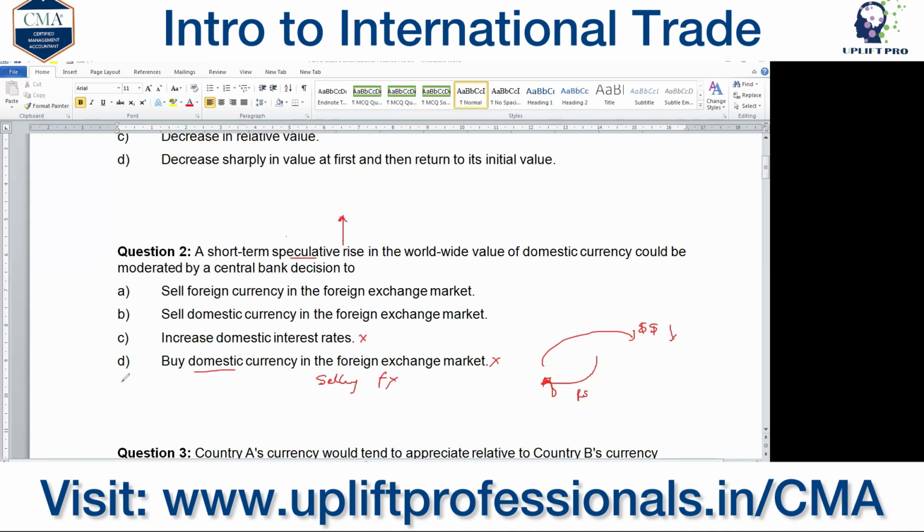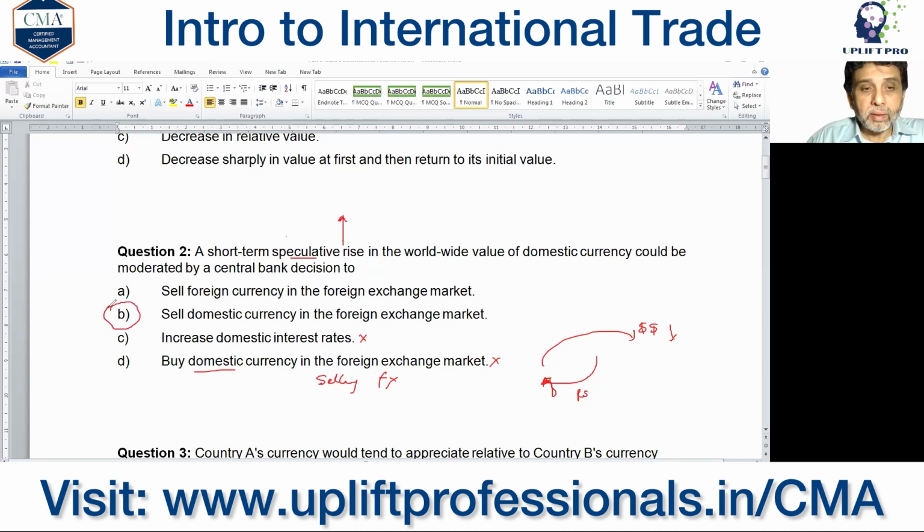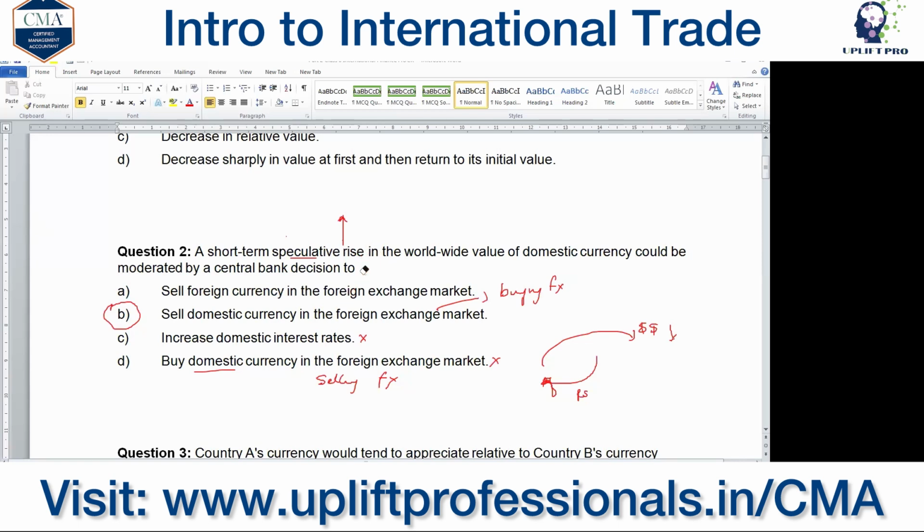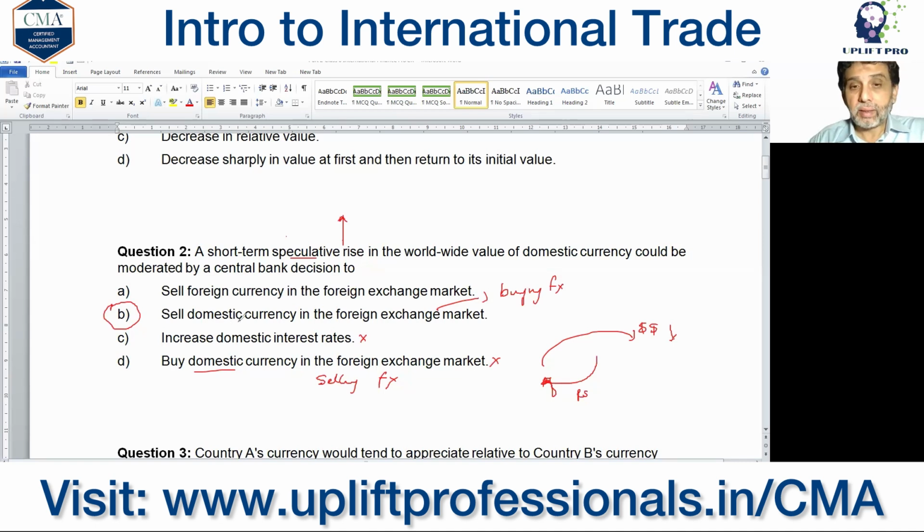So sell domestic currency in the foreign exchange market. This one would be the right answer, B. Because when they're selling domestic currency, they're buying foreign currency. The government is buying foreign currency. So the foreign currency demand will go up and the local currency will fall. You understood the logic? This question is very nice. If they're selling domestic currency, the domestic currency is going out and the foreign currency is coming in. That means they're buying foreign currency, which will go up in value compared to the domestic currency. The domestic currency will fall. That's what the government wants here, like the Japanese government.